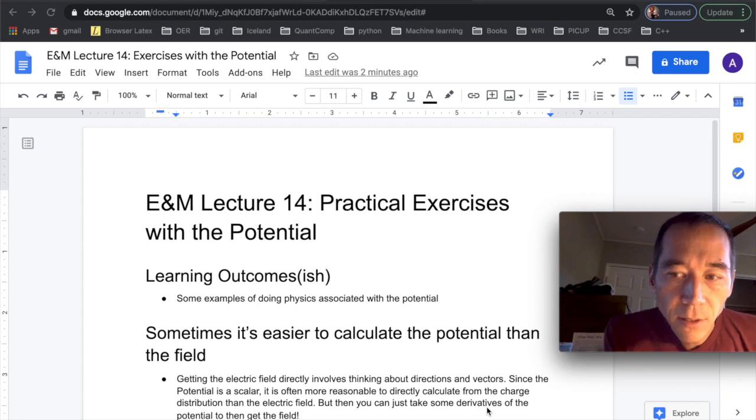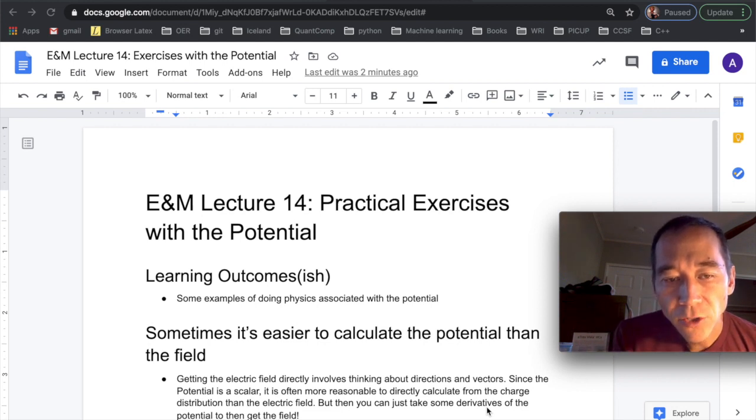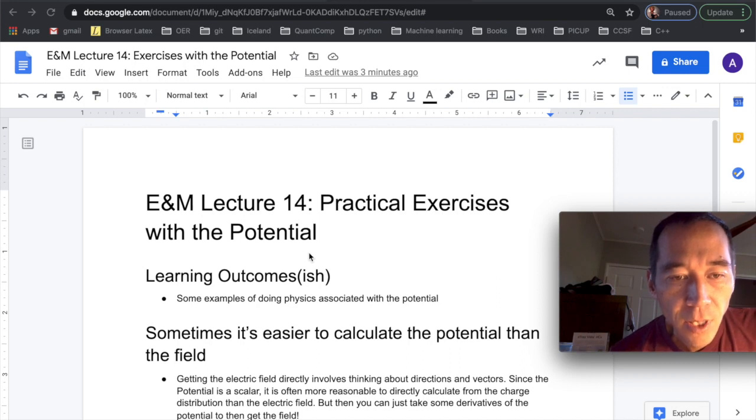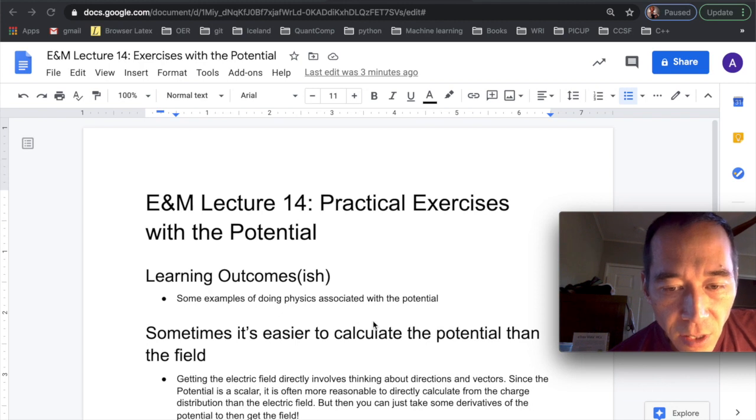Number 14 in an introductory class in electricity and magnetism. And what I'm describing in this lecture is just some examples of using the idea of potential. So these aren't really learning outcomes. They're just sort of examples of doing physics associated with potential. And the examples here vary quite a lot.